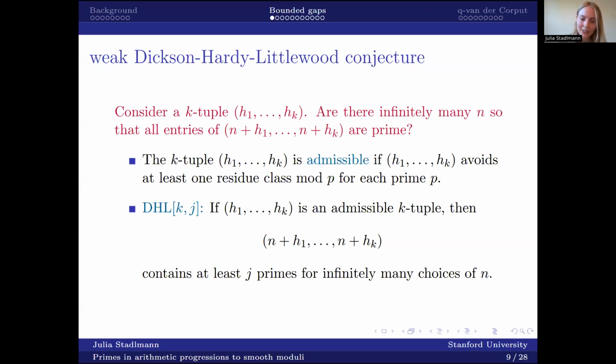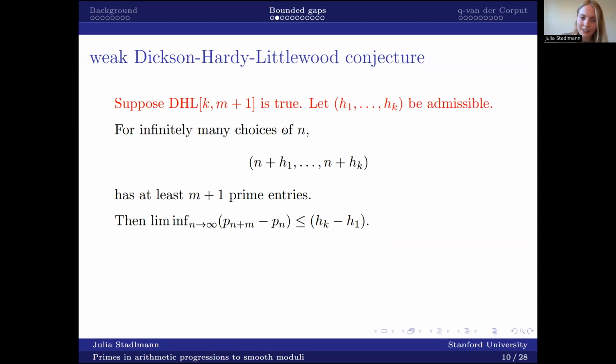So instead of thinking about all entries of a tuple being prime, we're asking for, let's say, at least j of the entries to be prime. So we say the weak Dickson-Hardy-Littlewood conjecture is the conjecture that if h1 up to hk is admissible, then for infinitely many integers n, at least j of those k entries are prime.